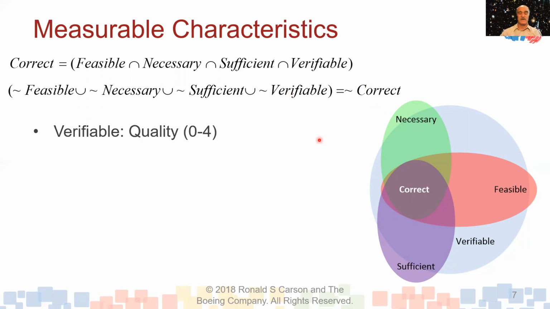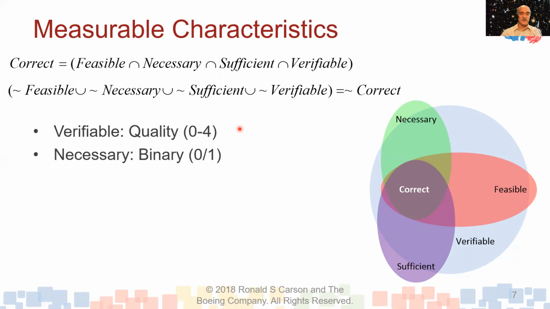We score verifiability using our requirements quality measurement that I talked about in the prior presentation, a scale from 0 to 4. It's a quality attribute of how well the requirement is stated according to the pattern and its elements and the degree to which each element satisfies the criteria.